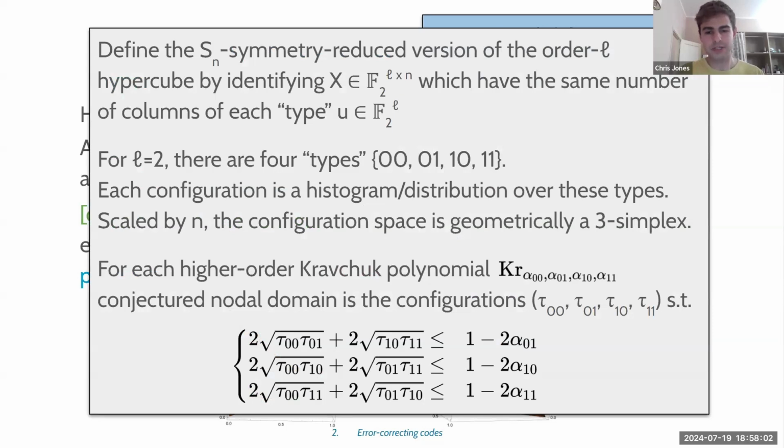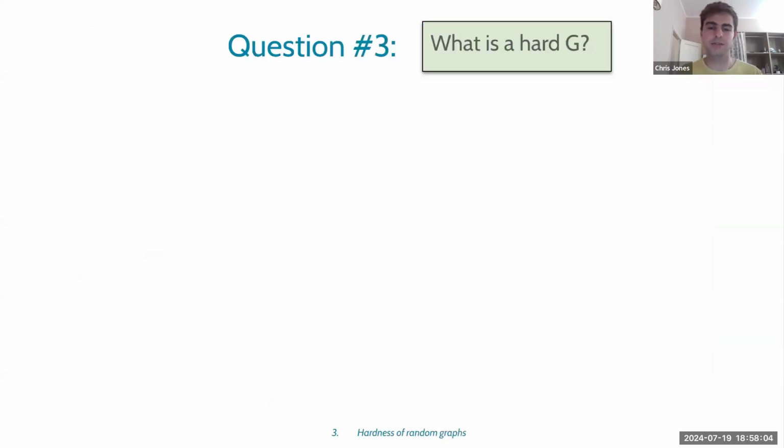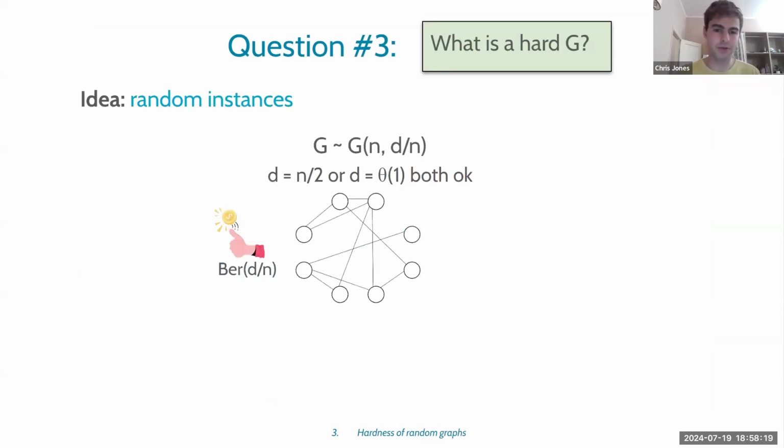So the last question that I want to ask is, what is a hard graph G? What is a graph for which computing the independence number appears to be hard? There's a fundamental idea that we always have, which is you should try a random graph, because these are so unstructured that algorithms really have nothing to dig into. So the random graph model is just the Erdos-Renyi one, where we sample each edge independently with probability d over n.